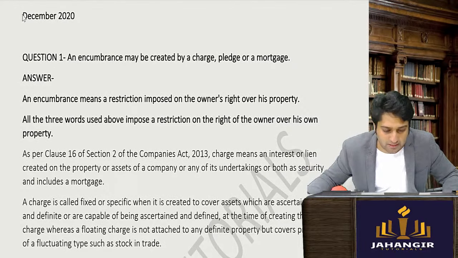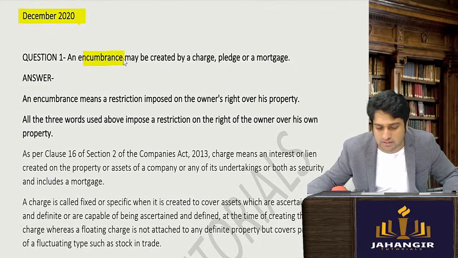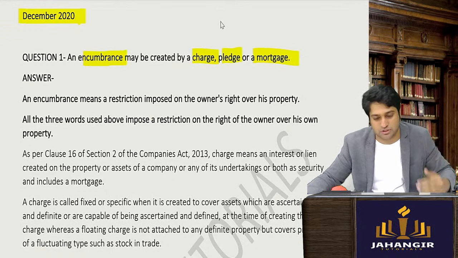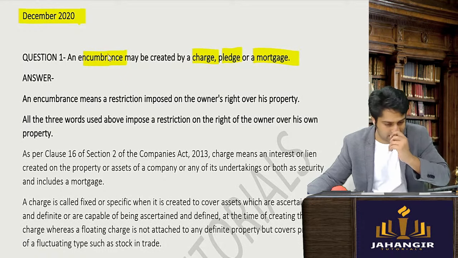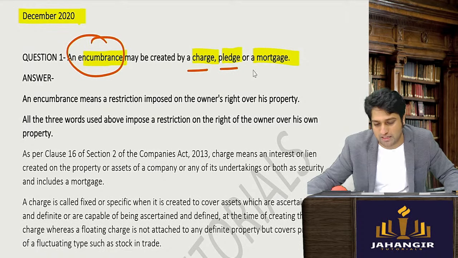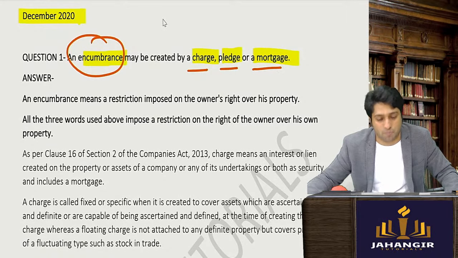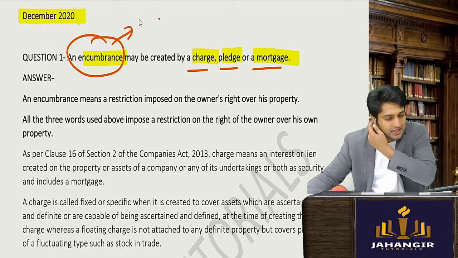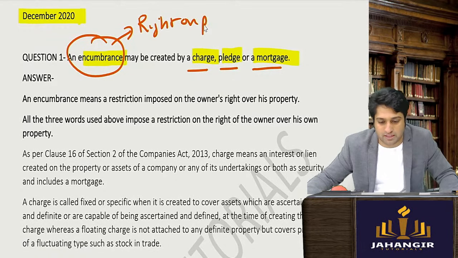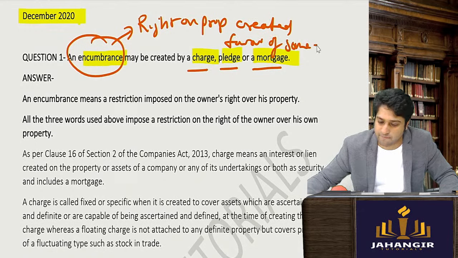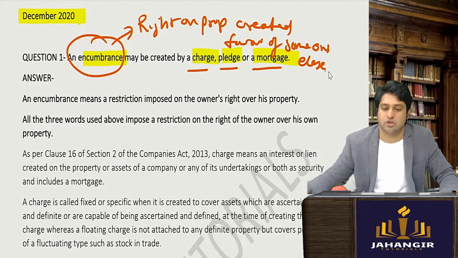In December 2020, they asked an encumbrance may be created by charge, pledge or mortgage. So then you have to explain the terms charge, pledge, mortgage, and in all these examples, whether a charge or a pledge or a mortgage, can I say that the property is encumbered? There is an obstacle on the property and there are certain rights on property which is created in favor of someone else. The lenders, yes or no?